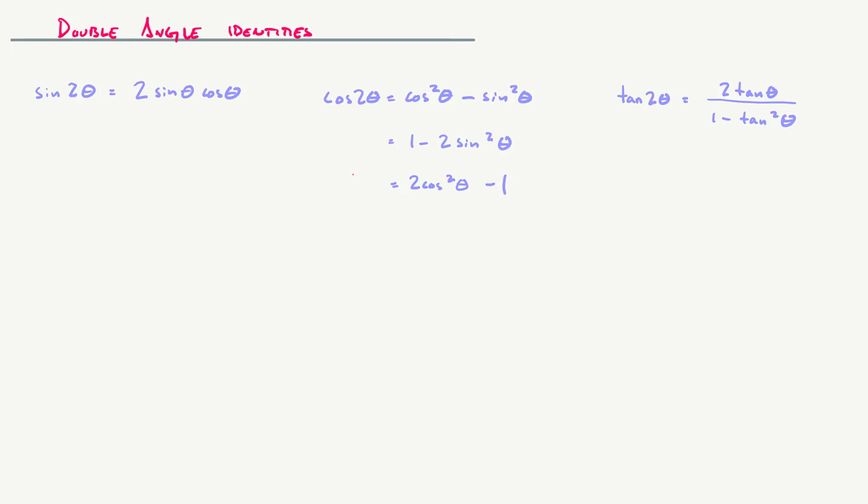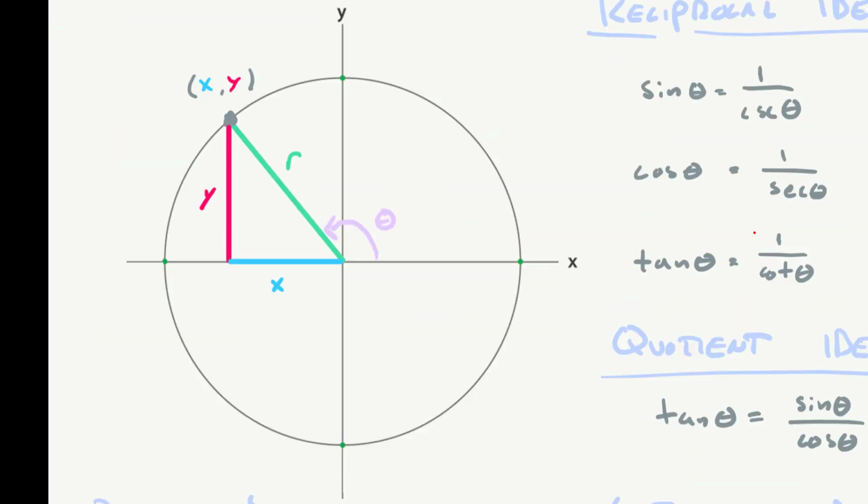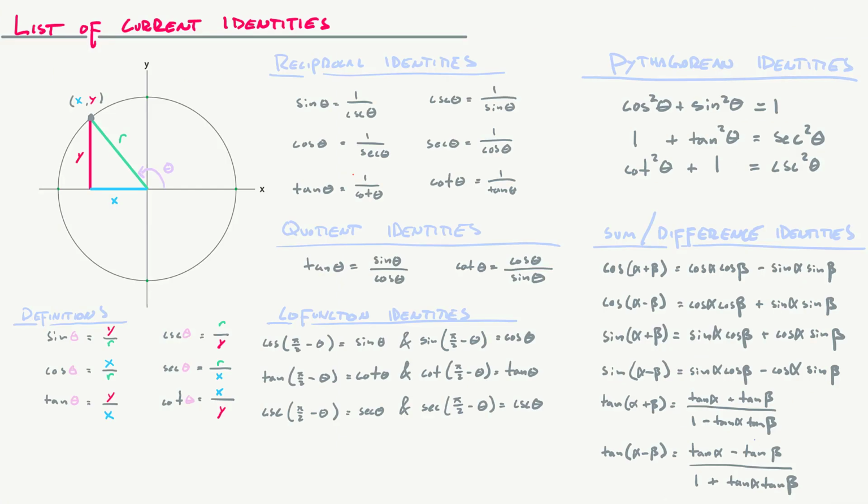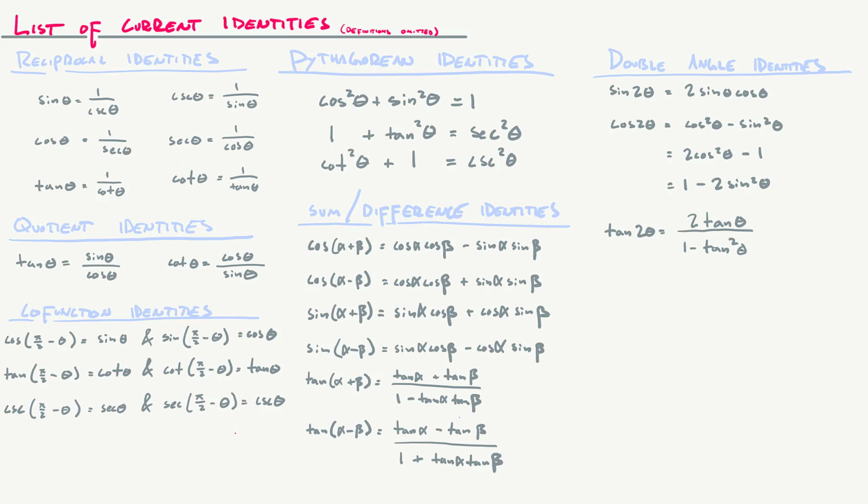So now we need to add these identities to our list of current identities. Okay, well, you know what we're going to do? We're going to get rid of the definitions. It's time to go. You've served your purpose, and I'm going to take you off the list of current identities just so that we can have the main ones on here. That's a little better. All right, so here's all of our identities, minus the definitions.